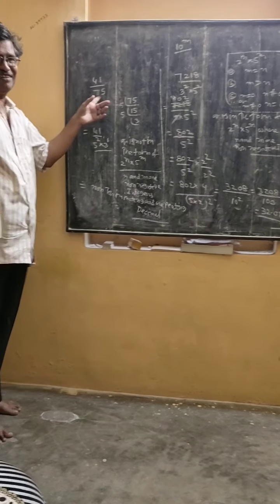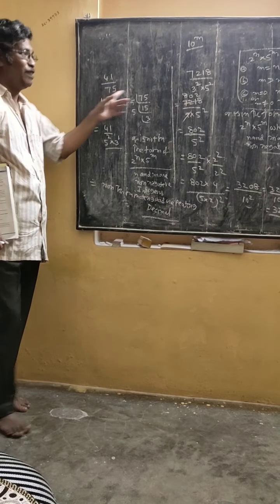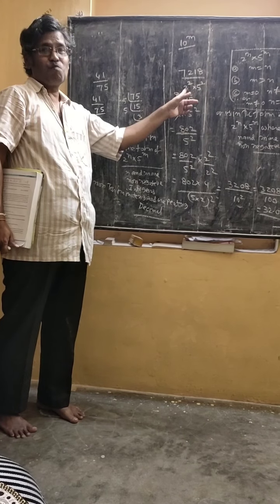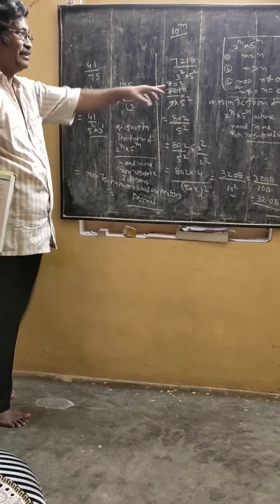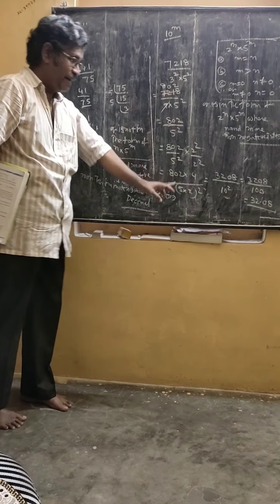See how the problem is. Basically here 75 is there. But 3 is appearing here. But 3 is also appearing here. Even though 3 is appearing here, it is non-terminating. Here 3 square is appearing, but it is not.